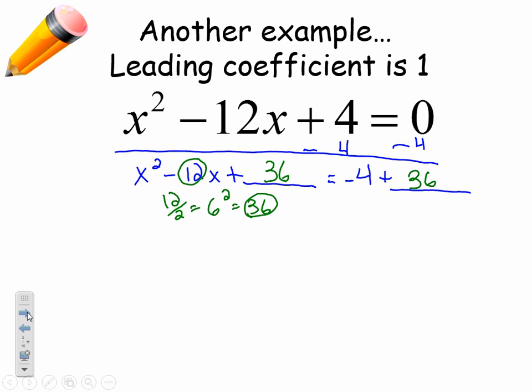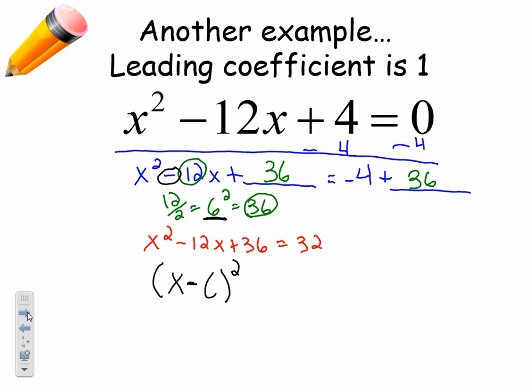We need to rewrite our problem. So we're going to get x squared minus 12x plus 36 equals 32. Now remember, in order for us to solve this, we have to write it in factor form. So we're going to have x something squared. Now here it's negative, so it's going to be x minus, and we're going to use this number right here, 6, squared. This is going to equal 32. We'll solve it the same way we did last time. We're going to take the square root of both sides.